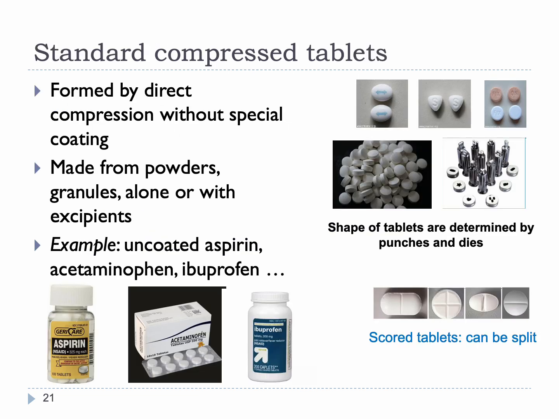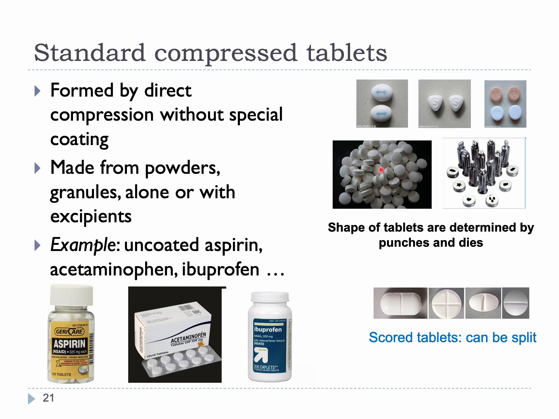Now we go to the most common category of tablets, which is based on the dosage form. The first and simplest tablet is the standard compressed tablet. These tablets are formed by direct compression without special coating. The tablets are made from powder or granules. It can be alone or with excipients. Examples: uncoated aspirin, uncoated acetaminophen, or uncoated ibuprofen.